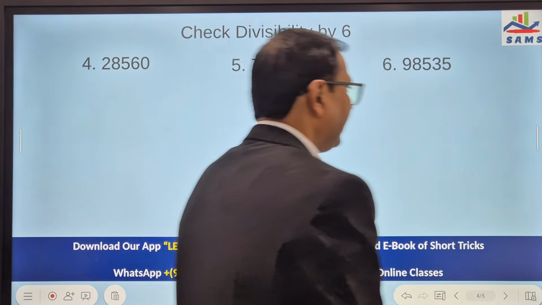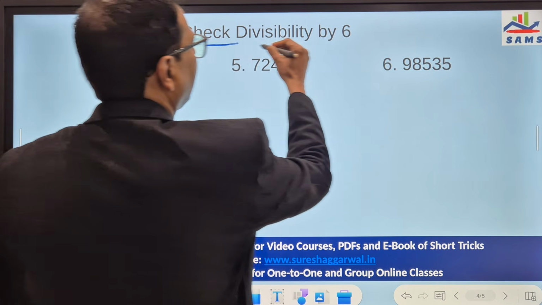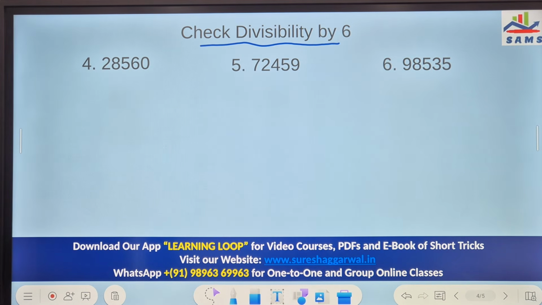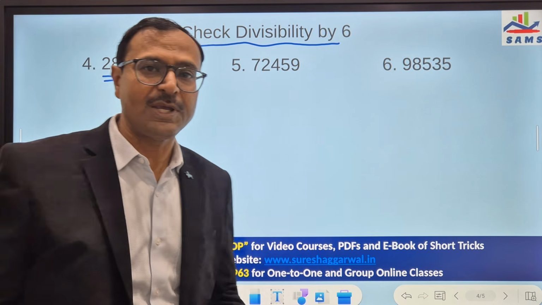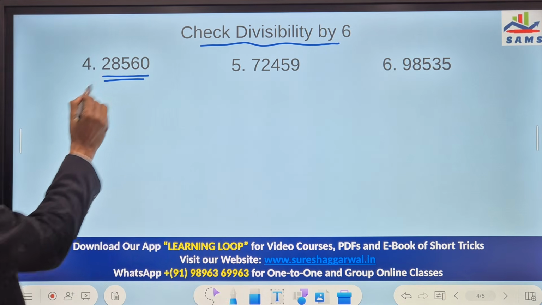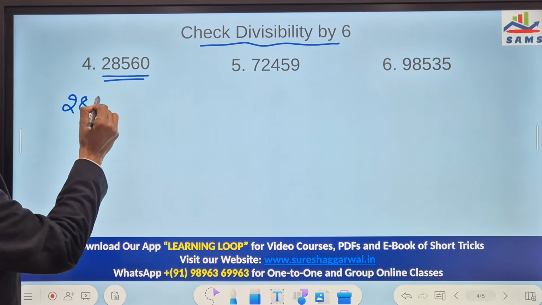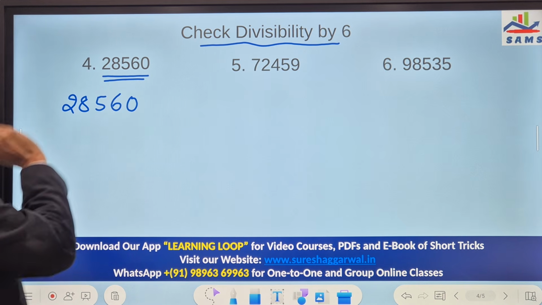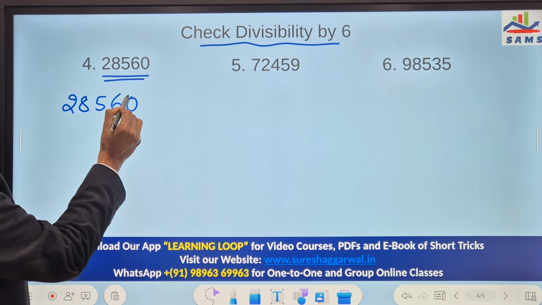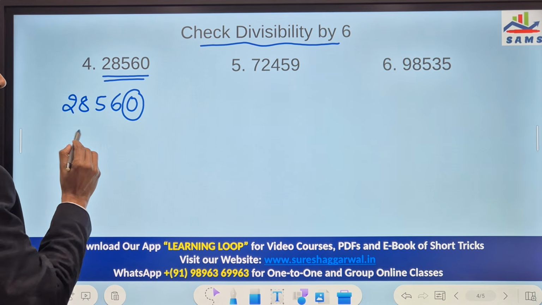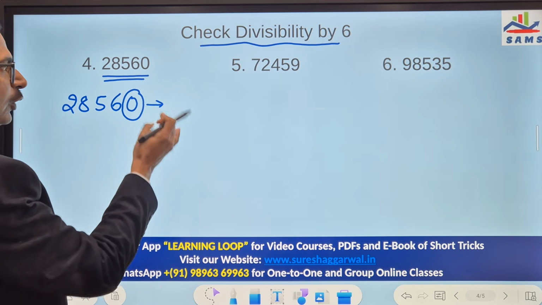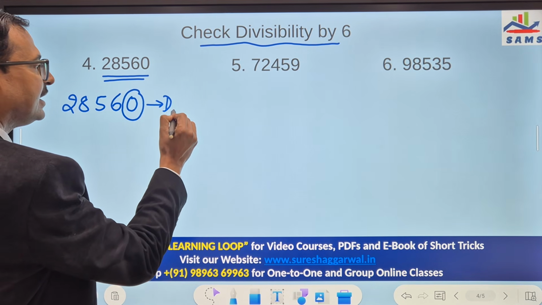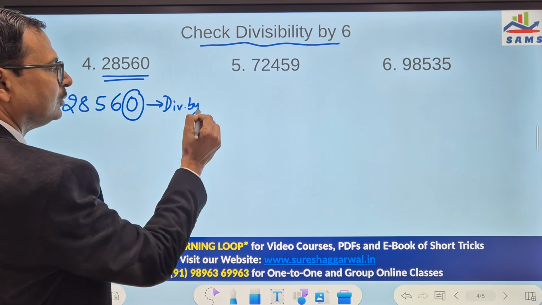Okay. Now let's check divisibility of some numbers by 6. So if you see this number 28560, now I want to check whether 28560 is divisible by 6 or not. So look at the unit digit. It is 0. And when the unit digit is 0, 2, 4, 6, 8, it is divisible by 2.